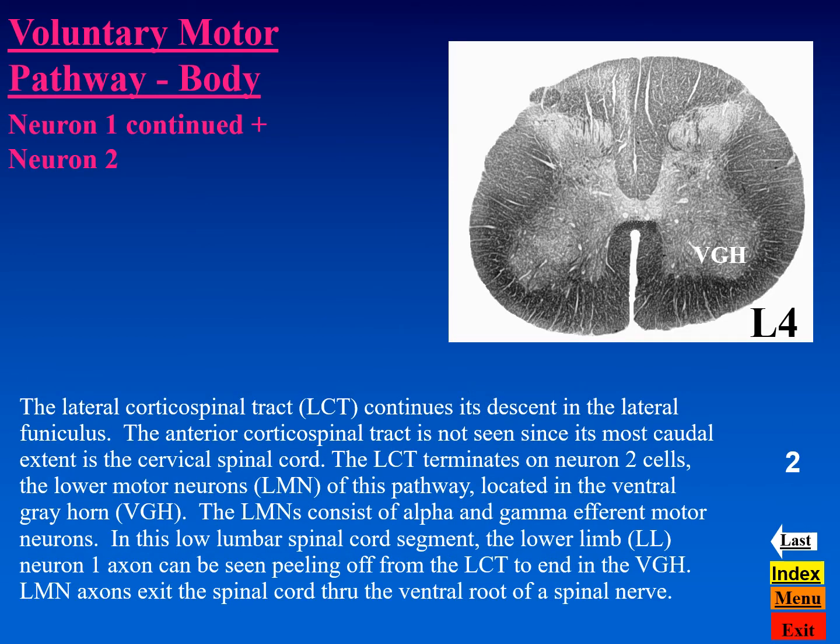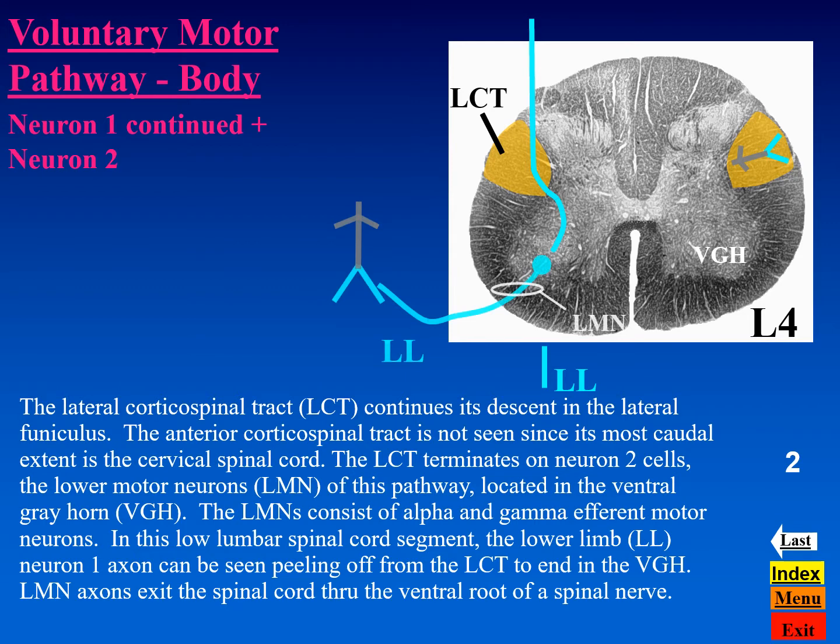And here at this lumbar level, we continue to follow that lateral corticospinal tract and the upper motor neurons within it. Here at this lumbar level, we are only left with basically lower limb neurons that will terminate in the ventral gray horn. We've lost the anterior corticospinal tract because that does not descend much below the cervical cord segments. And here we see the lower motor neuron projecting to the lower limb musculature.